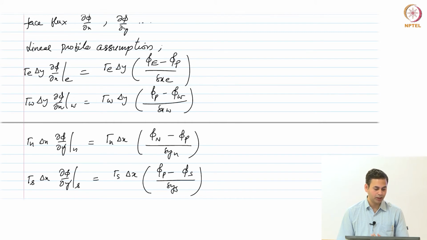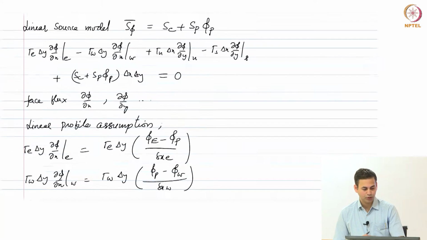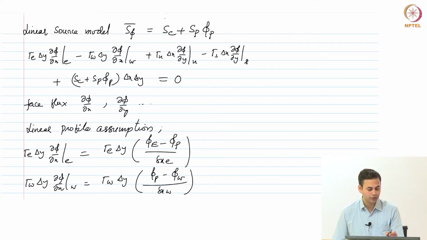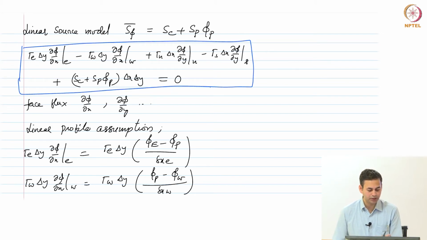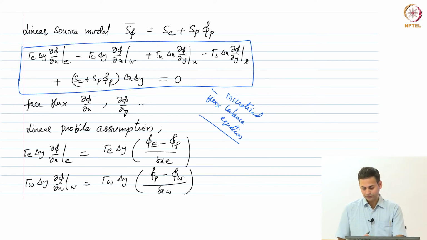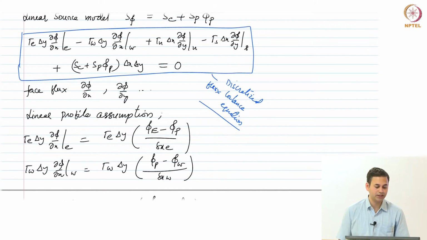Alright, this is simple. Now all we have to do is plug these things back into this equation. Okay. So this is our discretized equation, the discretized or flux balance equation, which we will come back to a little later. As you can see there is a minus for the west and the south terms, so that we have to consider while we plug in these quantities.